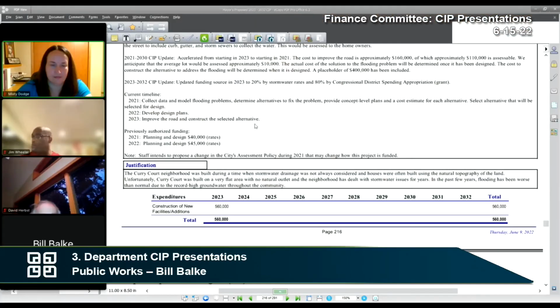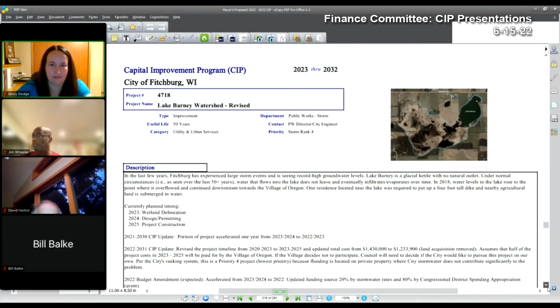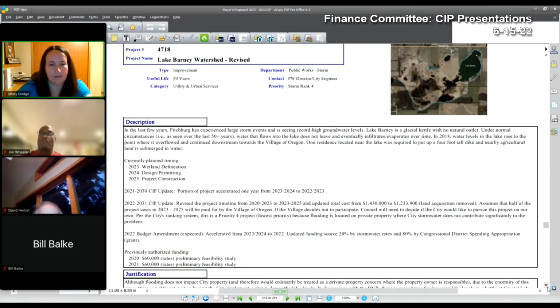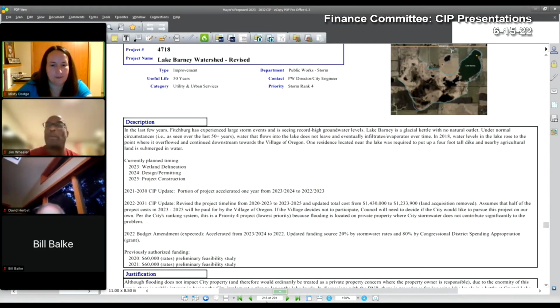4718 Lake Barney Watershed. Again, that's obviously one of those projects that there was an appropriation made. This project has been revised to update the spending appropriation, which is expected to have that money allocated in 2022, or at least obligated in order to use that appropriation. So we had to move this up.